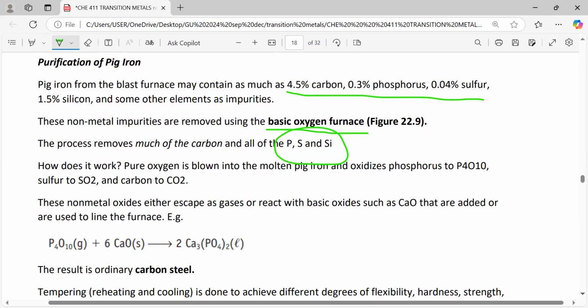Phosphorus oxide, sulfur dioxide, and carbon dioxide will go out. Then remember, this will have escaped in the form of a gas, and as it escapes it can be captured there to form this one, which can be used as fertilizer. Then at the end of the day, you get what we call carbon steel. And carbon steel can be tempered, or its flexibility can be varied by heating and reheating.